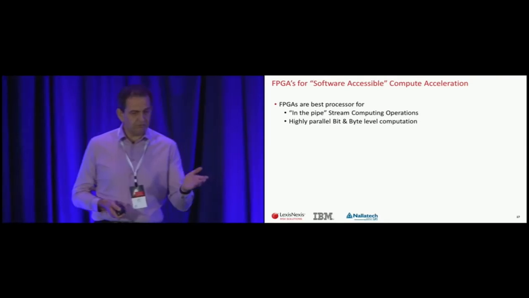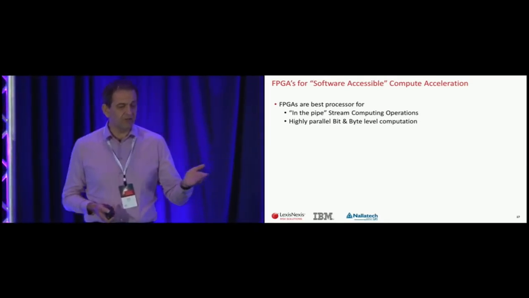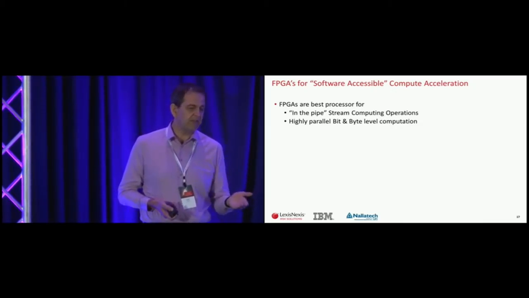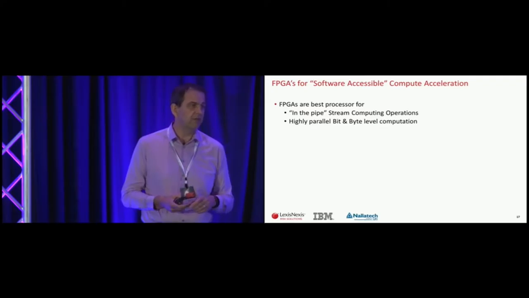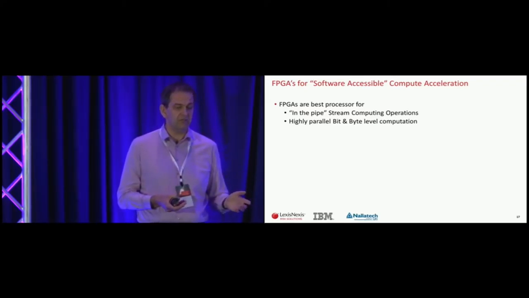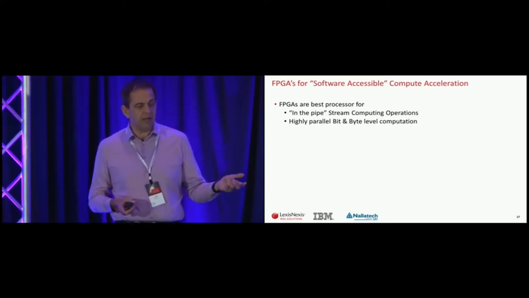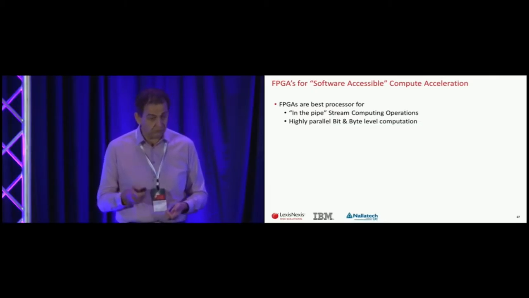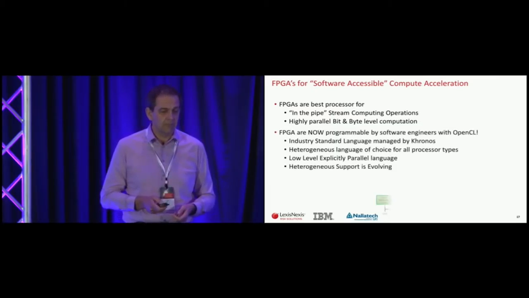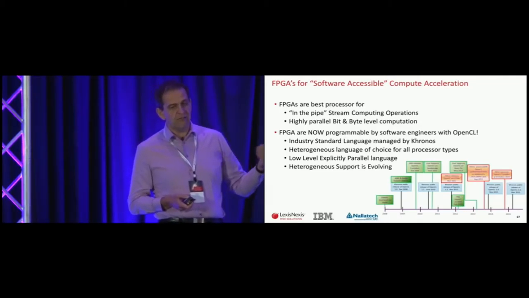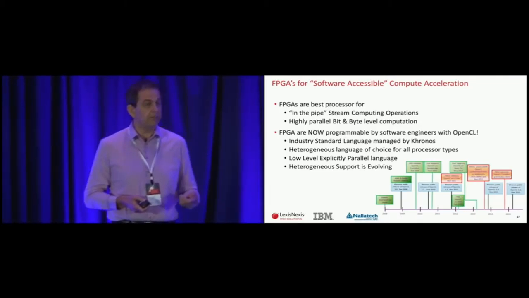So just restating, FPGAs today are software accessible, which I'll cover in a moment. But to restate, FPGAs are best at in-the-pipe stream computing. We've got a lot of data moving around, and we build compute engines around the data. That's extremely efficient. And we're highly parallel for bit and byte level computation, which you guys do an awful lot of. But now, the big step change, which is really making much broader adoption, is that they're programmable.